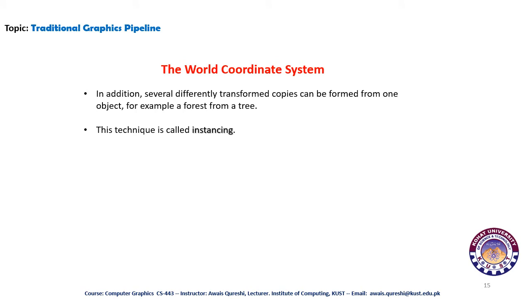Several differently transformed copies can be formed from one object. For example, a forest from a tree. We can make different copies of the object, and this technique is called instancing. It's somewhat similar to your object-oriented concept, where when we are creating an object, this means that we are creating its instance. Because we are creating a new object, we are creating a new instance. So this step is called instancing.